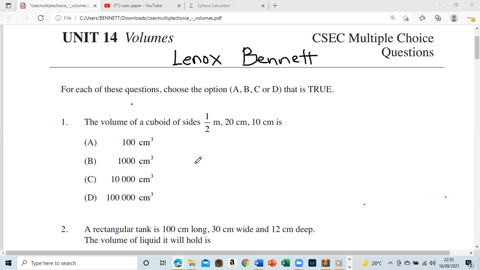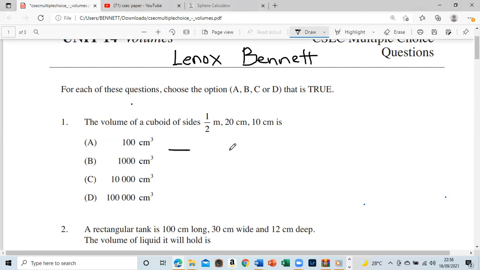Let's get ready. All right, guys, so how do we approach this? We know what a cuboid is. For those of you who don't know, let me just try to draw a little sketch. I hope it works out.